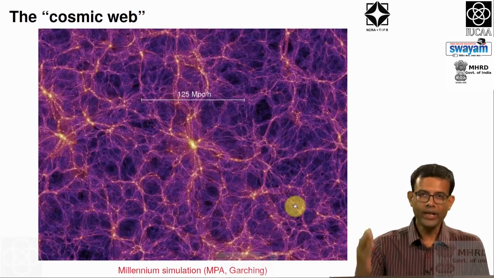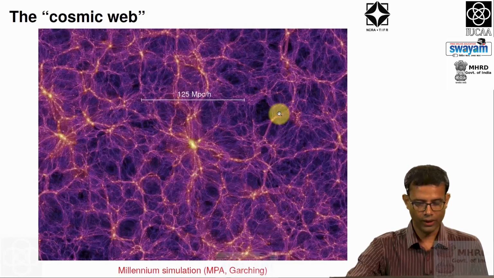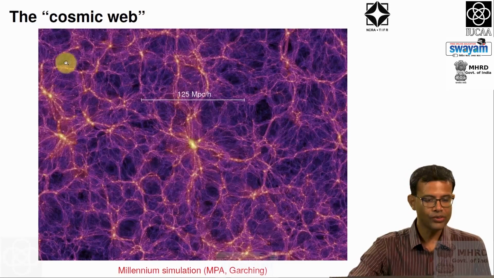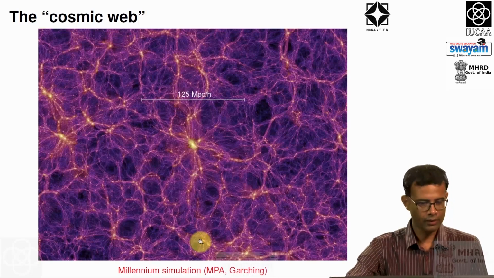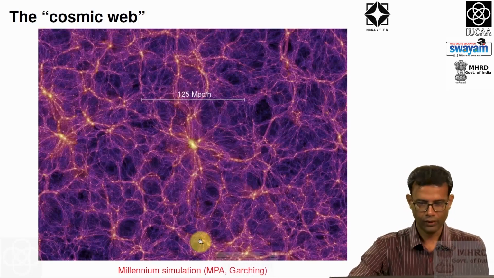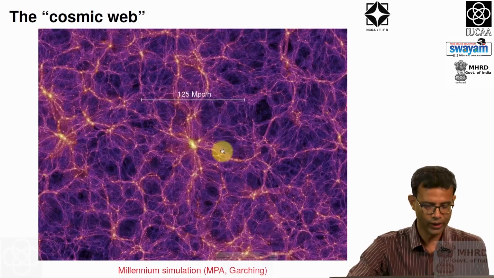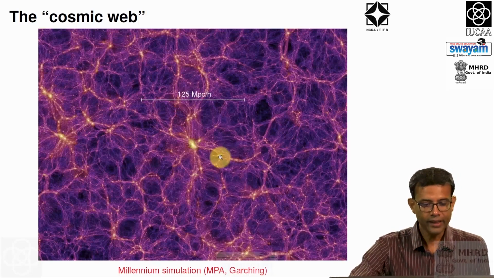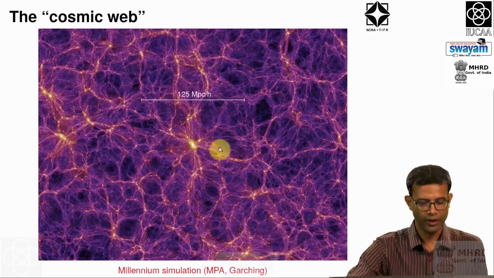You can take a 2D slice of such simulations and look at it very closely. What you see is what we know as the cosmic web. This is taken from the so-called Millennium simulation, a famous simulation run a couple of decades back, but still very interesting. You can see the overall density field has this web-like structure, which is popularly called the cosmic web.